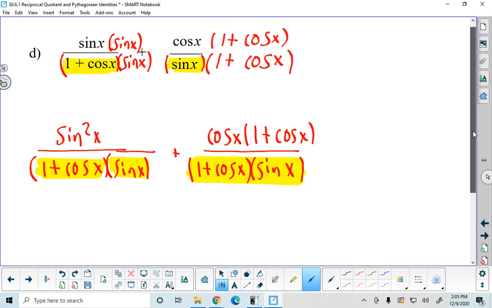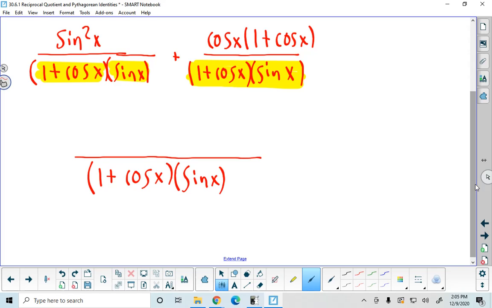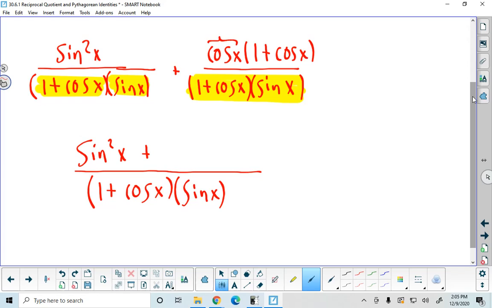Now I'm going to give you a tip here. The bottom, you always leave in factored form. If you take calculus with me next semester, this will become a very important rule for rational expressions, for fractions. You leave the bottom in factored form. The top, however, you simplify. So I'm going to take this cosine x and multiply by 1 and multiply by cosine of x, which will give me cosine of x plus cosine squared of x. Any questions with that step?